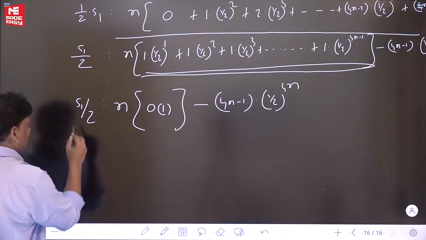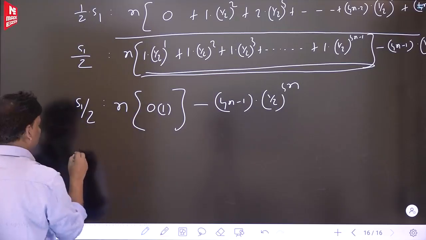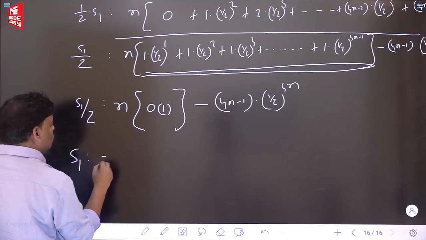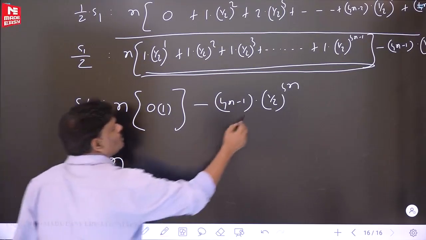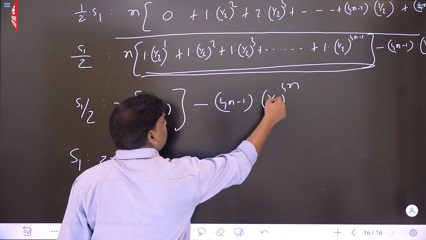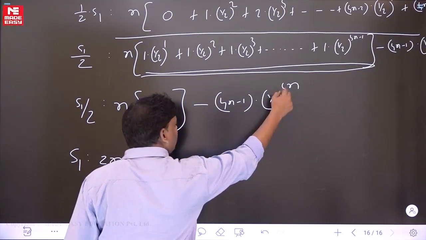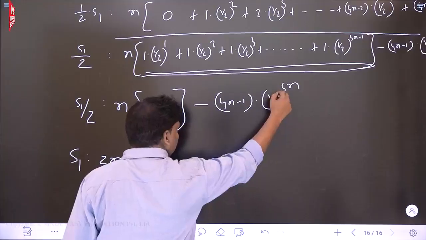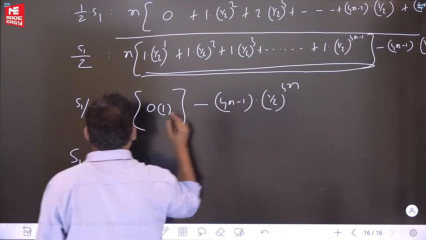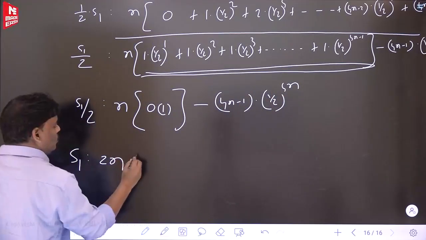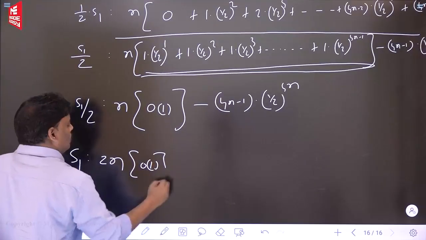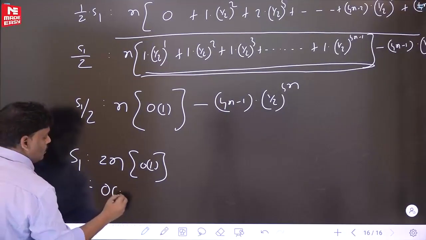Next one, it is S1 by 2. Just send the 2 to this side. S1 is equal to 2n, it's okay. 1 by 2 is 0.something. If you do it log n times, it becomes almost negligible, meaning 0. 0 into something becomes 0. Finally, what is the answer? 2n into constant. Finally, it will become n, order of n.